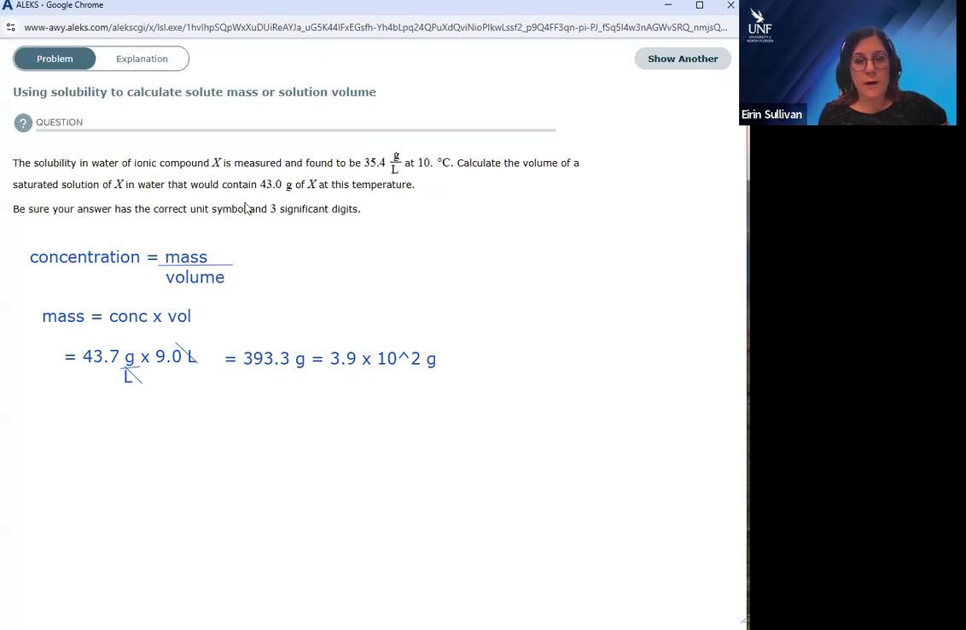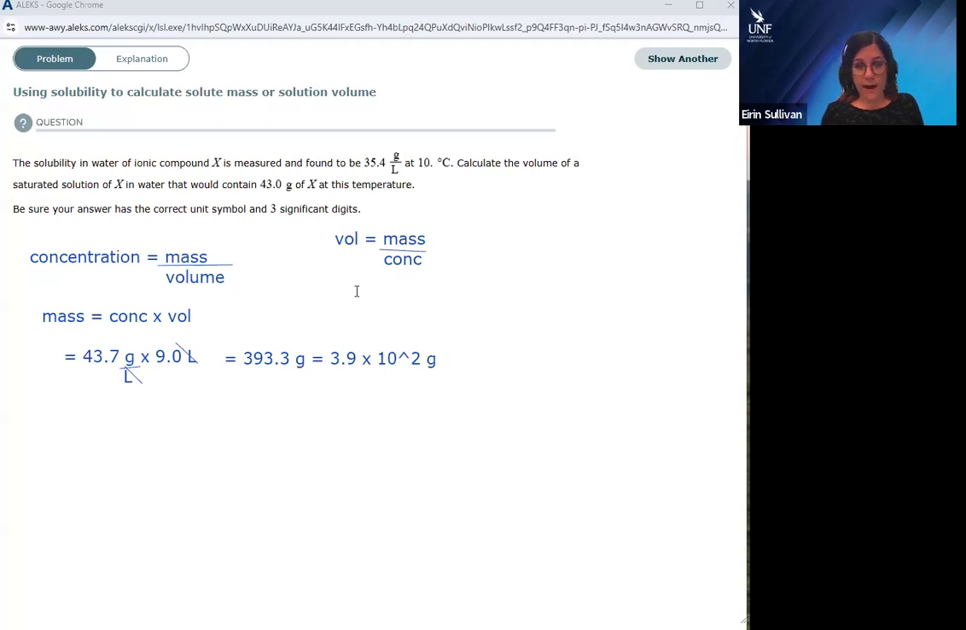In this one, we have to work backwards from the mass. We're going to work to the volume from the solubility. Again, check your dimensional analysis. If you're not sure, rearrange and solve for volume. Multiply both sides of the equation by volume, and you get that mass over concentration gives us volume. Again, dimensional analysis will let you know you're doing the right thing.